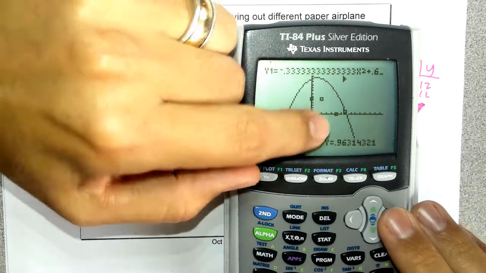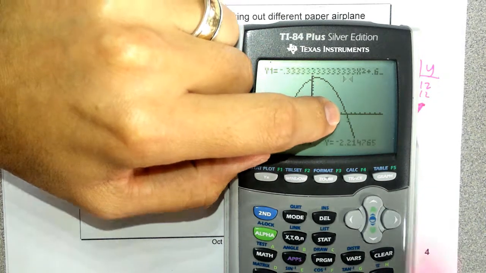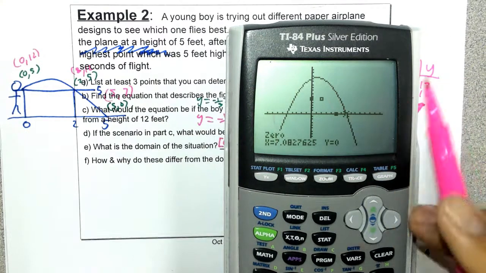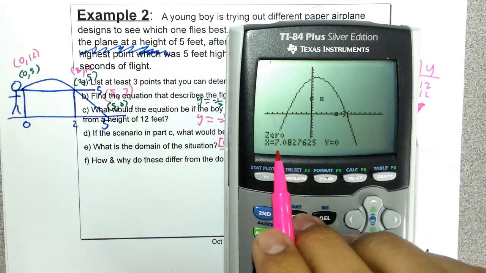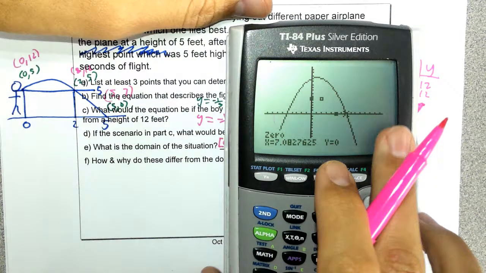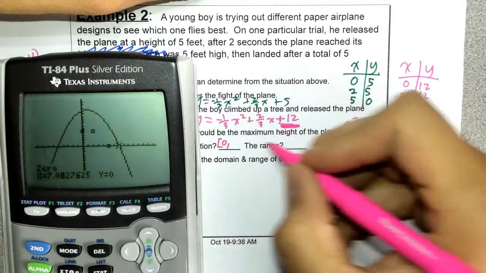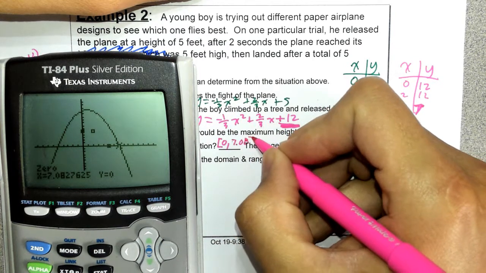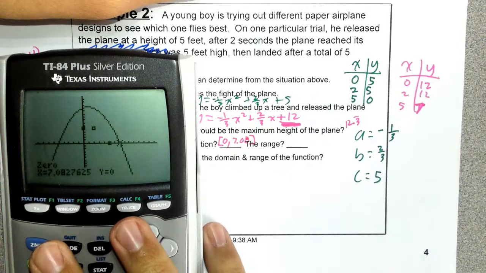So, left bound, right bound. Once to the left, once to the right. Don't need to hear about your guess. Just press enter again. My 0 is at 7.0827, whatever. So this would be 7.08. Let's just call it that.